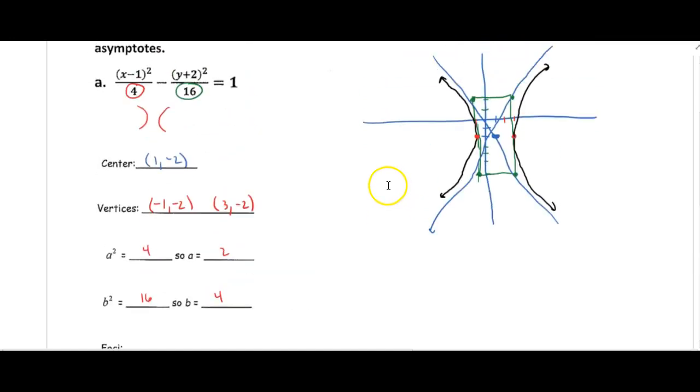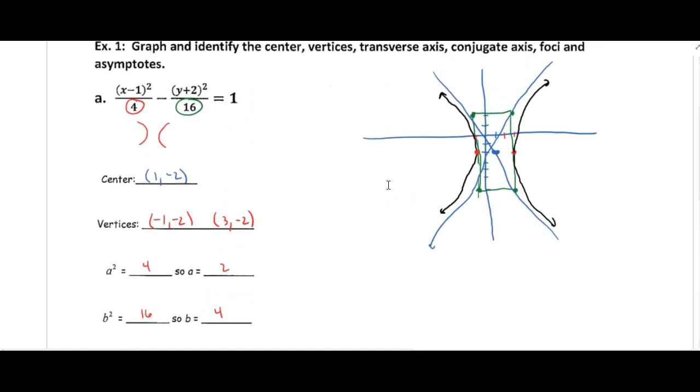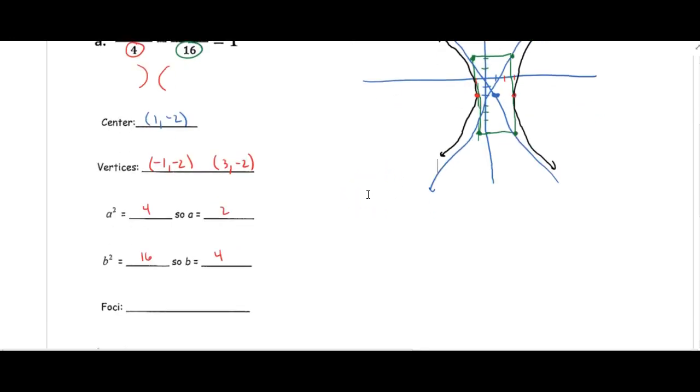All right, now, what we need to do here is identify a couple of additional things. One, the foci. Remember, c squared is equal to a squared plus b squared. So, if c squared is equal to 4 plus 16, c squared is equal to 20. So c is the square root of 20, which is approximately, it's 2 root 5.